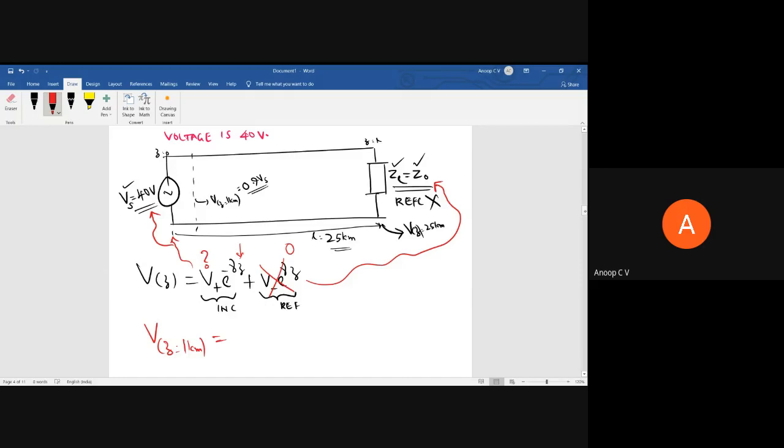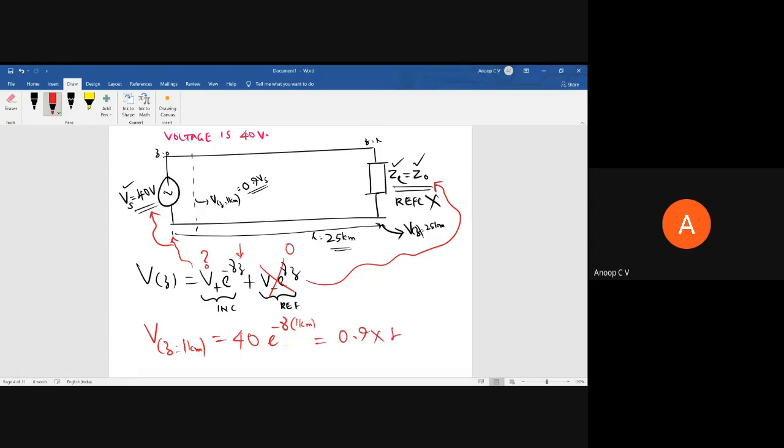V plus is nothing but 40. So V plus is 40 into e power minus gamma. I don't know what gamma is, so I'm writing gamma as such, into 1 kilometer. V of z at 1 kilometer is actually 40 into e power minus gamma times 1 kilometer.